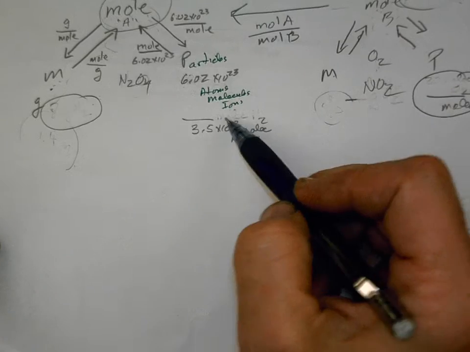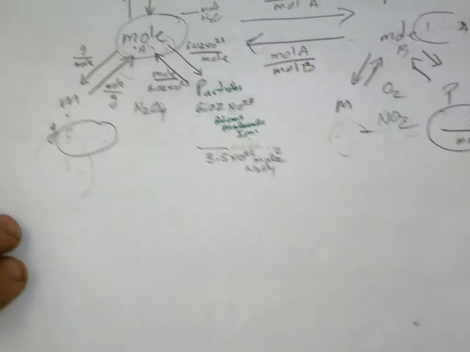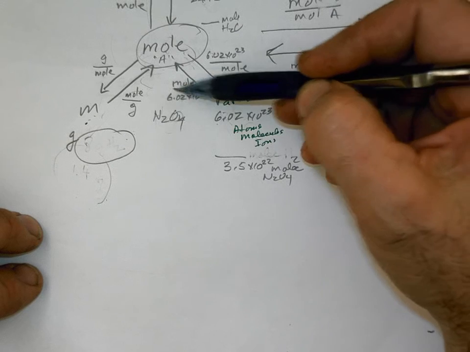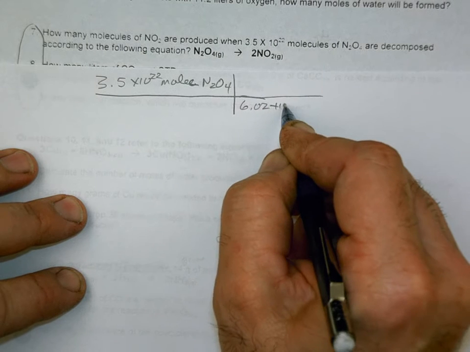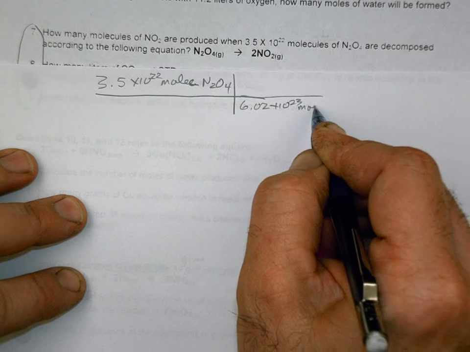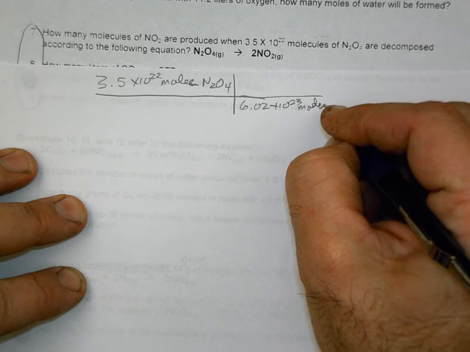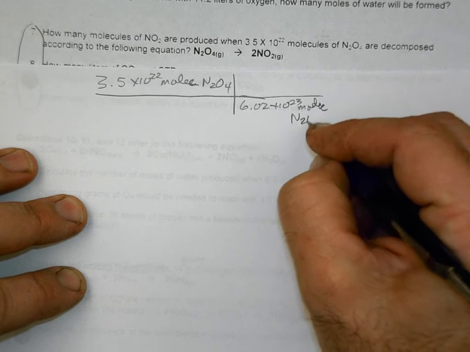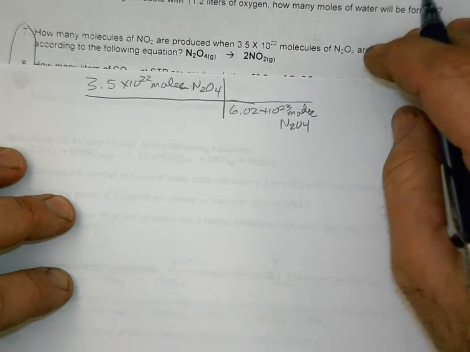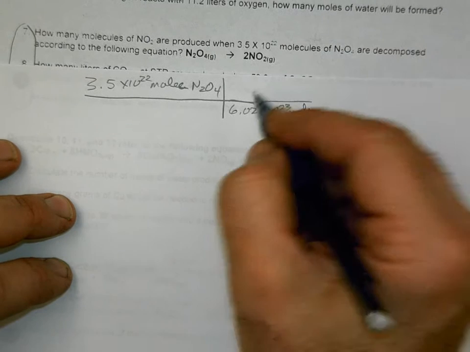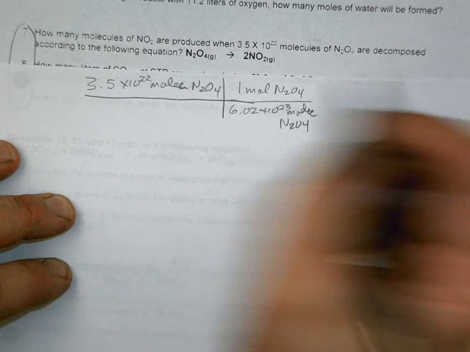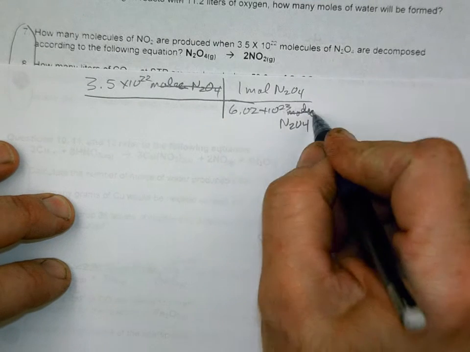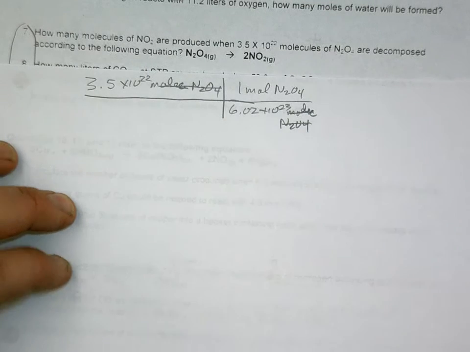And since we're right here, we need to turn it into moles by multiplying by mole over Avogadro's number. So 6.02 times 10 to the 23 molecules of N2O4. Now look, I know this gets kind of a pain because you got to write all this stuff, but if you want to get the question right, this is what you'll do. In 1 mole of N2O4. So at this point, molecules of N2O4 cancel and we end up with moles.